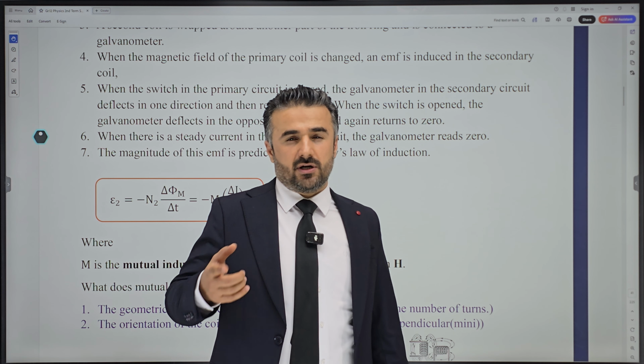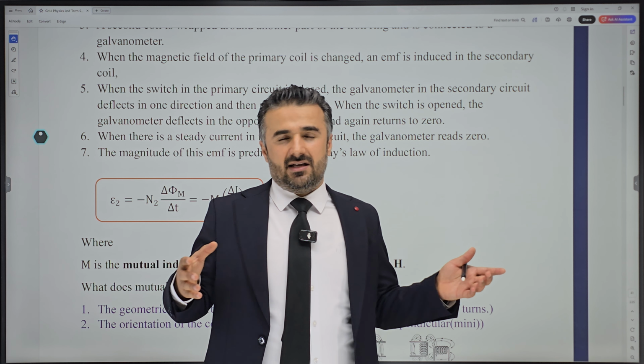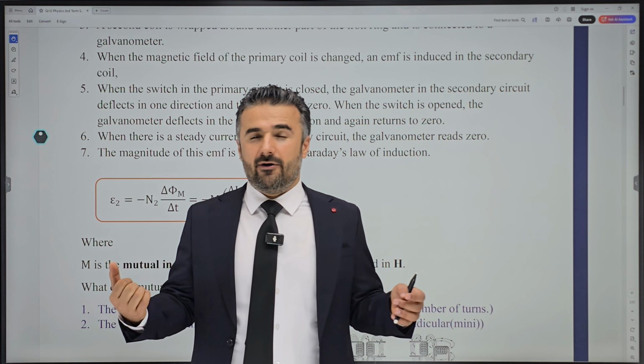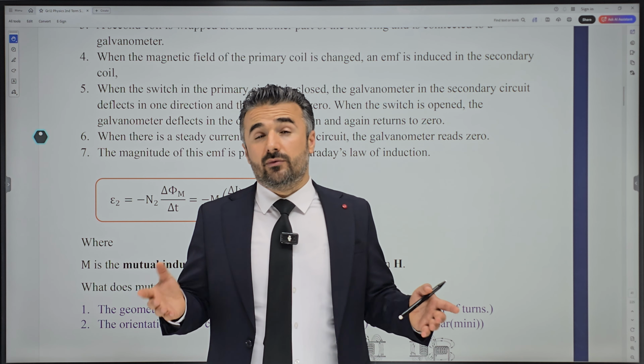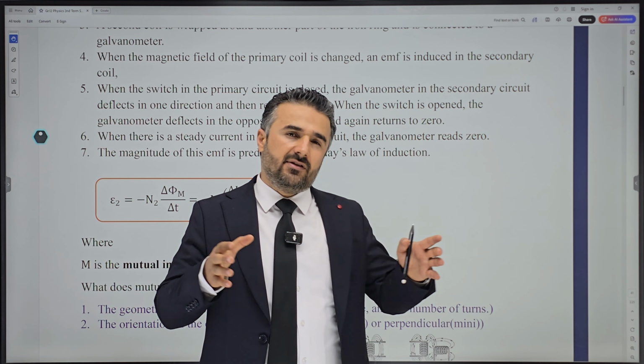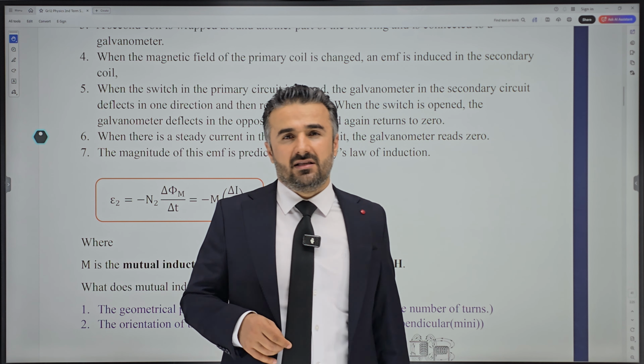Once we close the switch, current starts to flow and the magnetic field grows. Once we open the switch, no current will flow. Then the magnetic field starts to decrease.